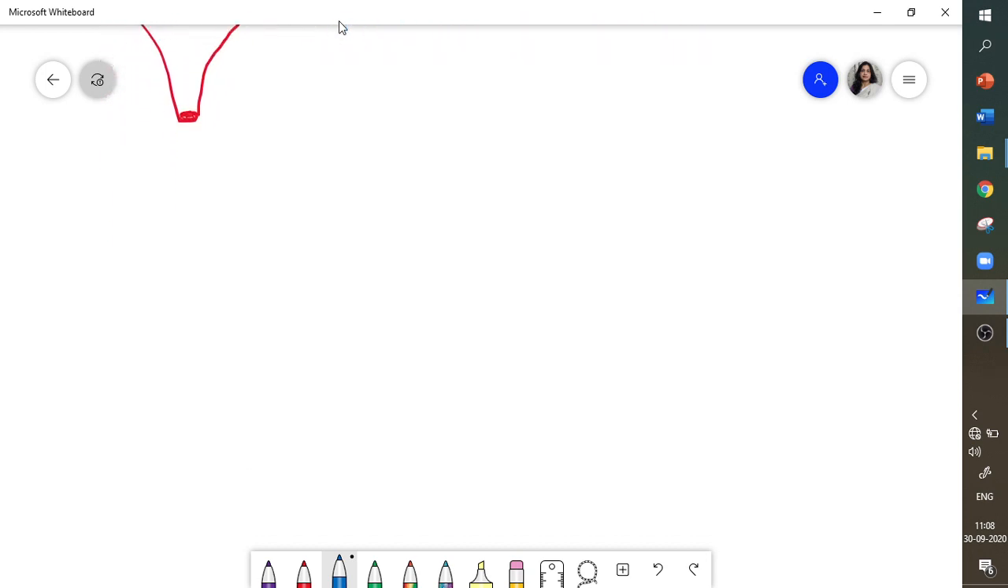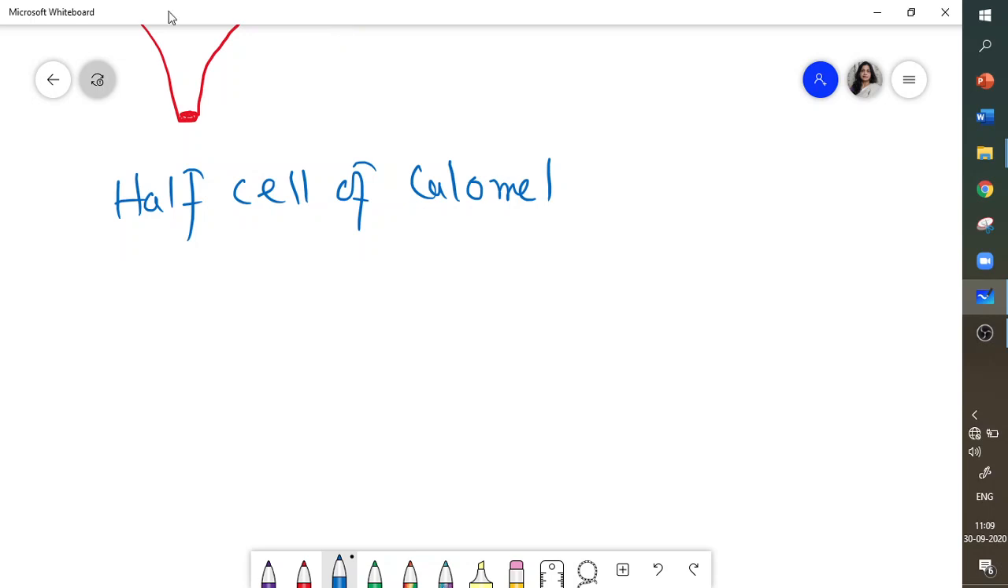Now, the half cell of the calomel electrode. Half cell means either it is undergoing reduction or oxidation, and the other half may be undergoing the opposite. Suppose we connect a copper electrode to the calomel electrode: the calomel electrode undergoes reduction and copper undergoes oxidation. But we are talking about the calomel electrode only, so here we will just talk about the half cell.